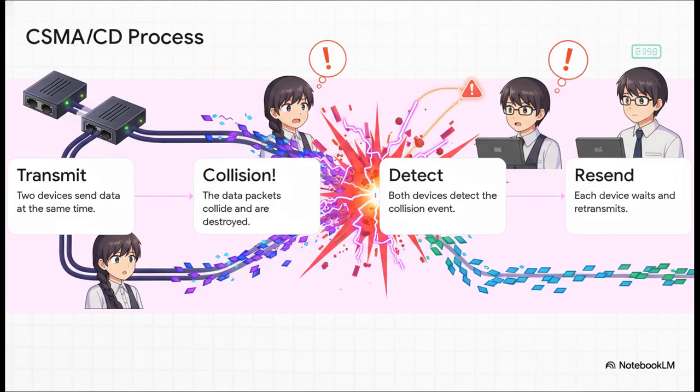Now, to manage this mess, these old networks used a system called CSMA/CD. That stands for Carrier Sense Multiple Access with Collision Detection. And it was, well, inefficient. Here's how it worked. First, two devices try to send something at the same time. Bam! A collision happens and the data is toast. Then, both devices hear the electronic noise of that collision. And finally, each device has to wait a random tiny amount of time before it tries to send again, basically just hoping it gets lucky. You can see how this would grind a busy network to a halt.